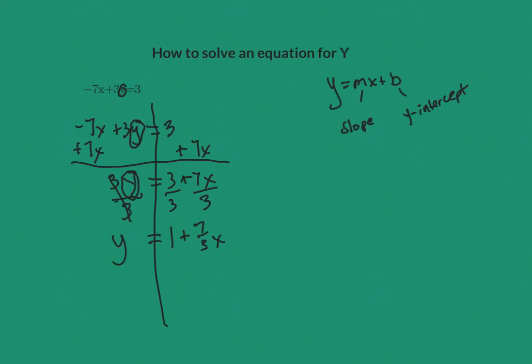Please note that often we write the variable first, so you may see people change it to y equals 7/3 x plus 1 because they had the variable come first.